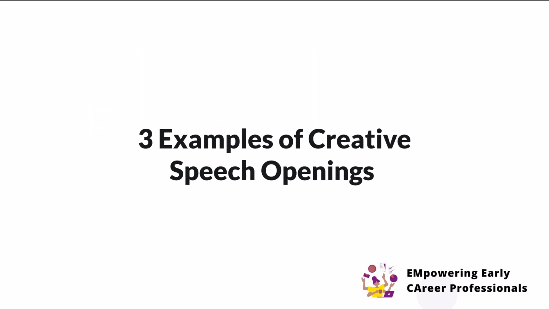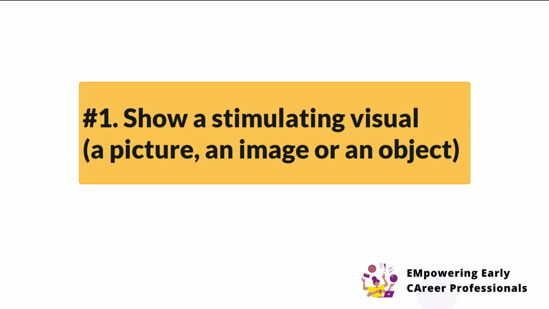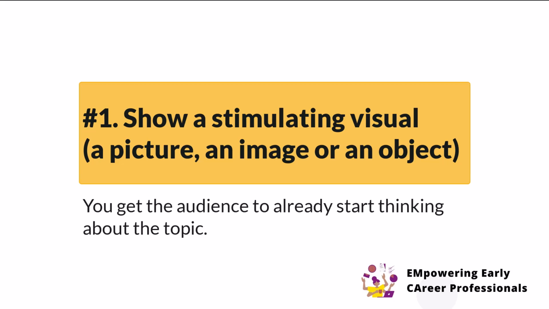Now, let's look at ways to open a talk with impact. The first is to show a stimulating visual. So this could be a picture, an image, or an object. Visuals are powerful in the sense that they cause your audience to start thinking about what you're going to say, so you hook them right from the beginning.